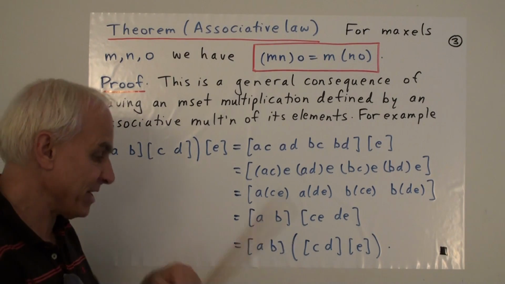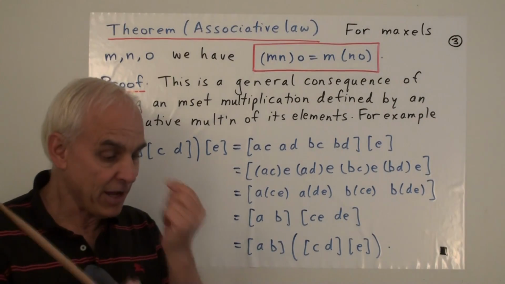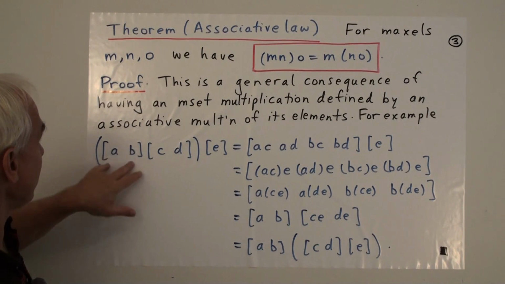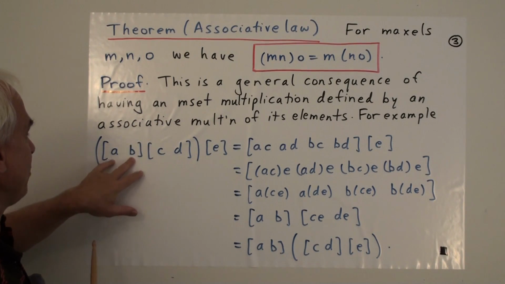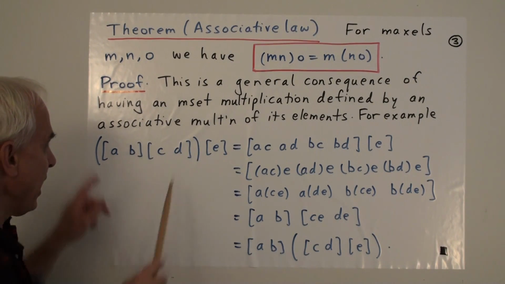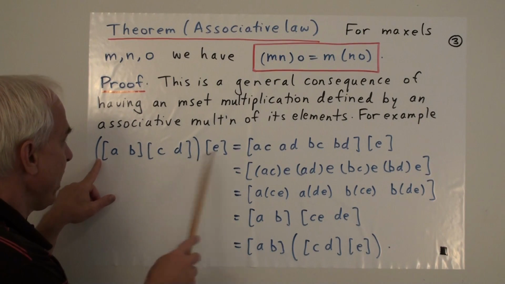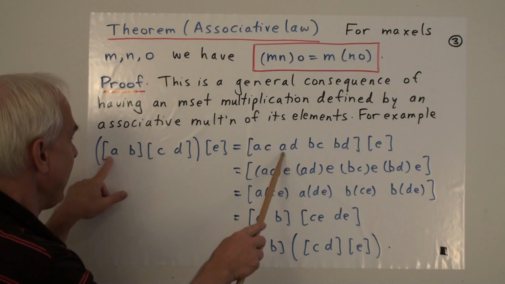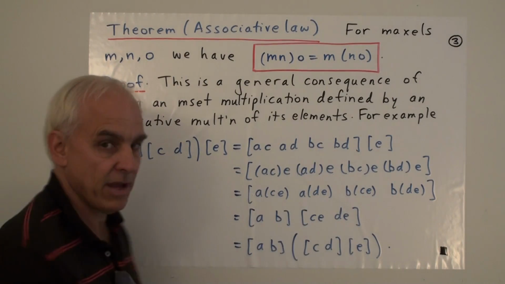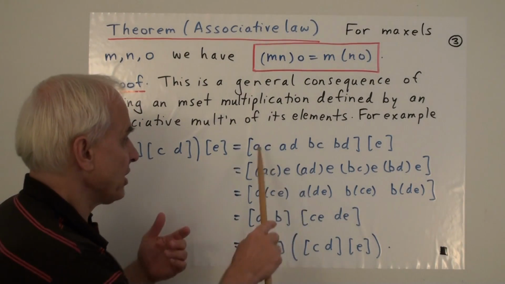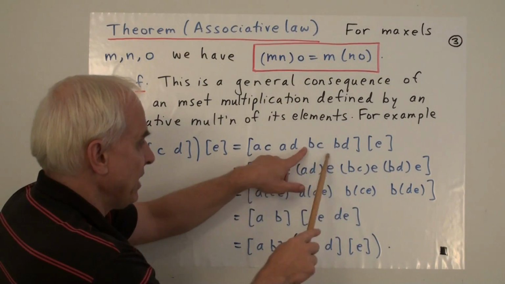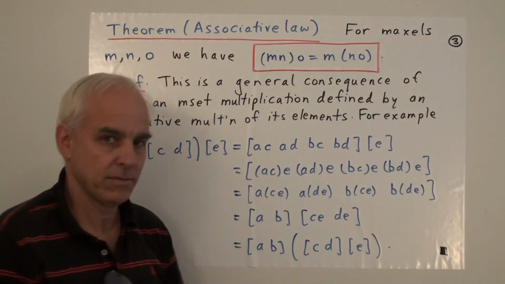It doesn't really depend on the particular nature of our pixel multiplication. It only depends on the fact that we know that it's associative. Okay, so for example, here's one mset M, which is AB, another mset N, which is CD, and O is this one here. If we multiply these two, we get the mset AC, AD, BC, BD, all possible products. And when we multiply by the mset E, we get all possible products between these and this one. So we get AC times E, AD times E, BC times E, and BD times E.